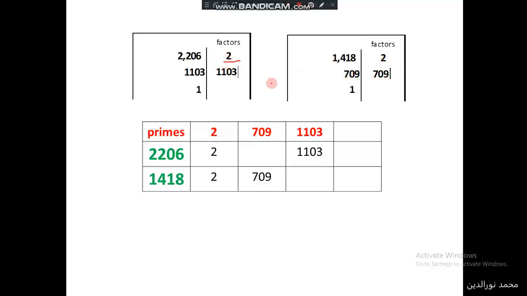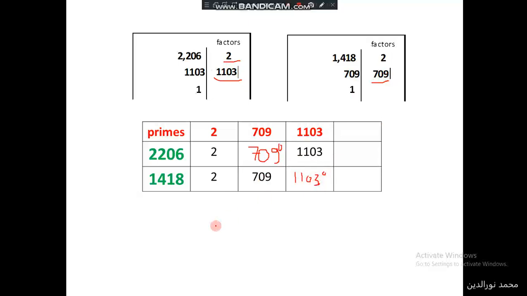We have 2 and 709 and 1103. For the first number, we have 2 power 1, 709 power 0, and 1103. For the other number, we have 2 to the power 1, 709, and 1103 to the power 0.